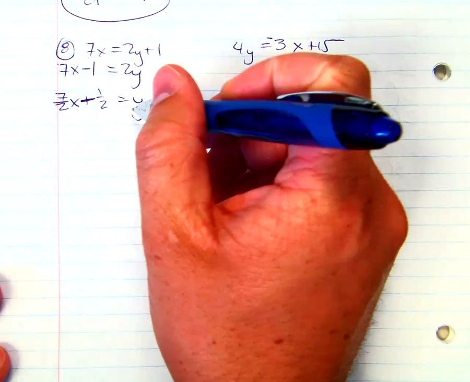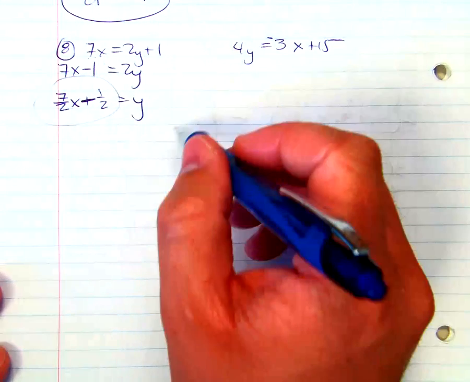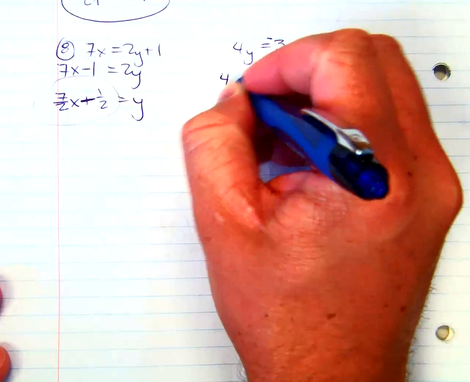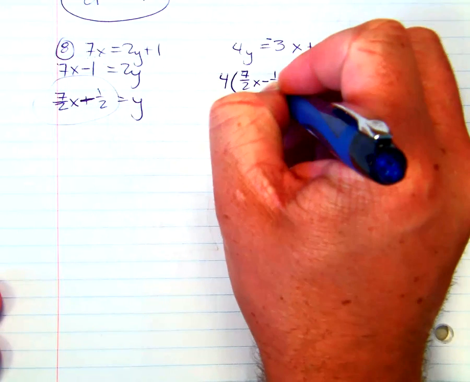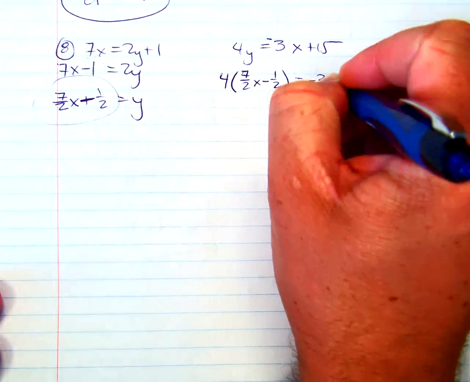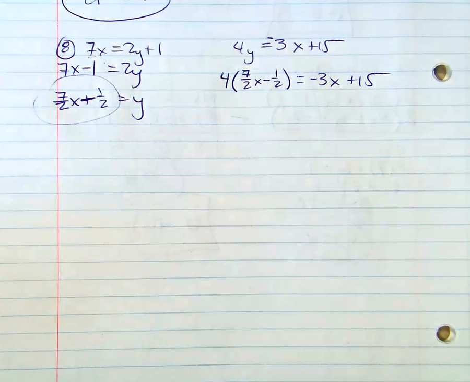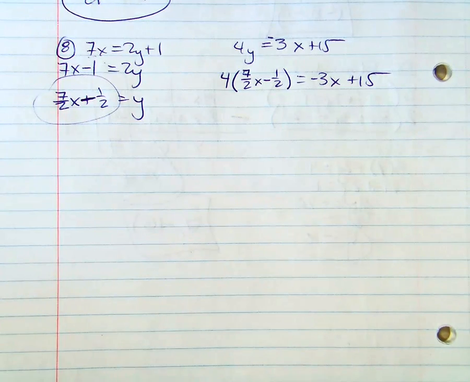So this is substitution method, which means all of this is going to get plugged in for y over here. So putting parentheses in 7 halves x minus 1 half equals, and I don't change anything else about the equation. Now I'm ready to solve.